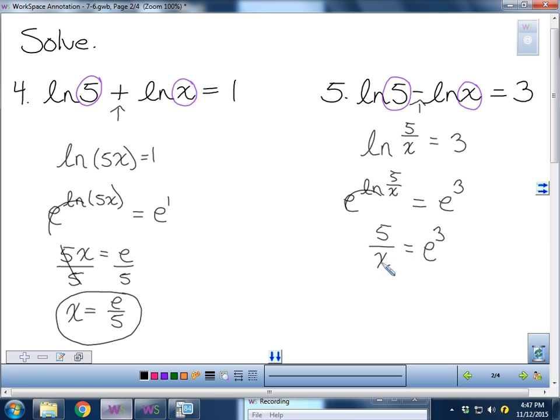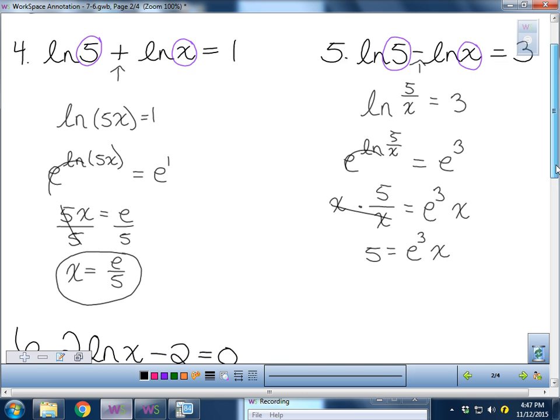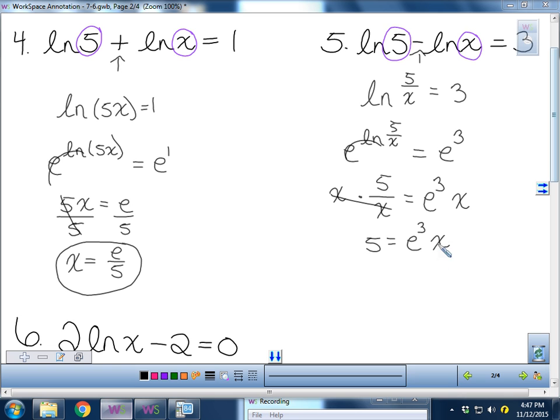Well, we can't ever solve for x if it's in the denominator, so we have to get it off the bottom. So since I'm dividing by x, I will multiply by x. That leaves me with 5 equals e to the third times x. Well, I'm trying to get x isolated or by itself. Since I'm multiplying x by e to the third, I will divide by e to the third on both sides, so they will cancel, and I get x is equal to 5 divided by e to the third.